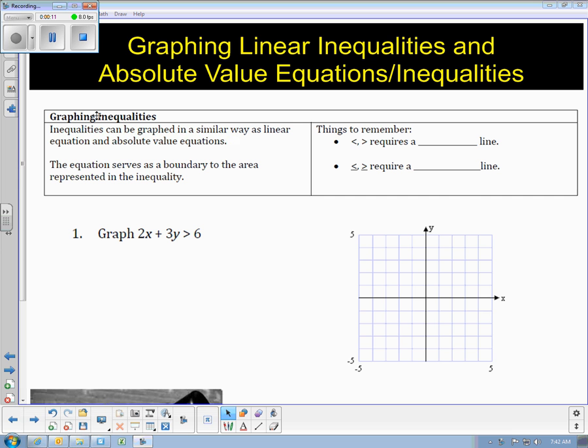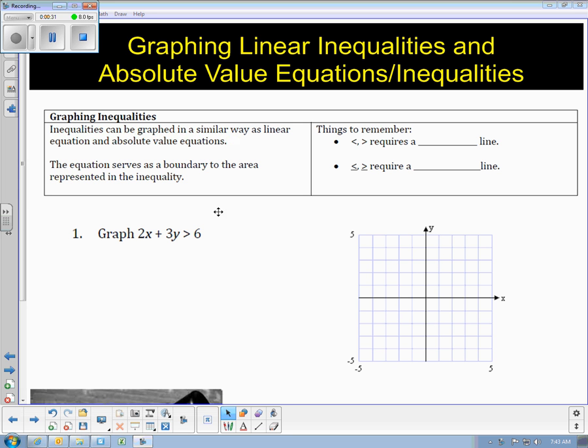So today, up at the top of your notes, we talk about graphing inequalities. Inequalities can be graphed in a similar way as linear equations and absolute value equations. The equation serves as the boundary area, but we need to decide where the solutions are, meaning where do we shade on the coordinate plane.